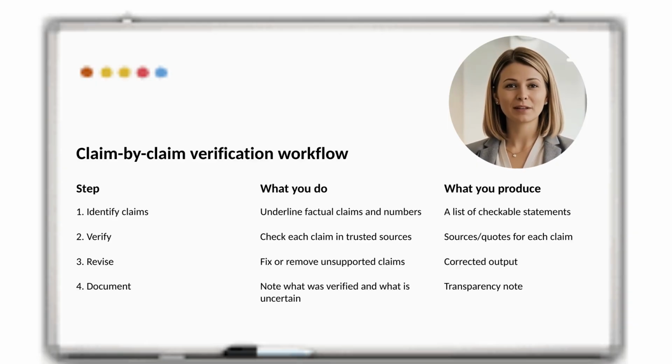This table is a repeatable habit for research, policy work, and papers. Let's go over this workflow together. This table is called the claim-by-claim verification workflow, and it shows a simple process for checking whether information is accurate before you use it in a paper, a discussion post, a presentation, or decision memo.